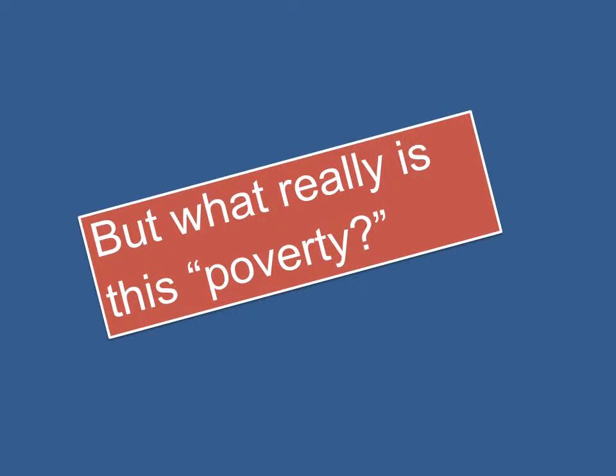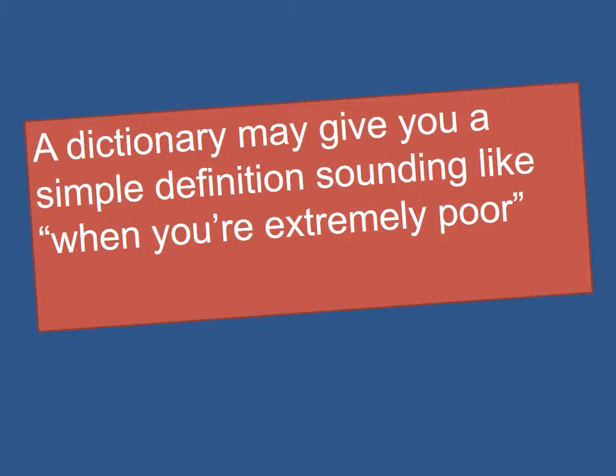Before we go any further, it's important to understand what exactly this animal called poverty is. Merriam-Webster's dictionary defines poverty as a state of one who lacks a usual or socially acceptable amount of money or material possessions. The question arises then, what is socially acceptable and usual?